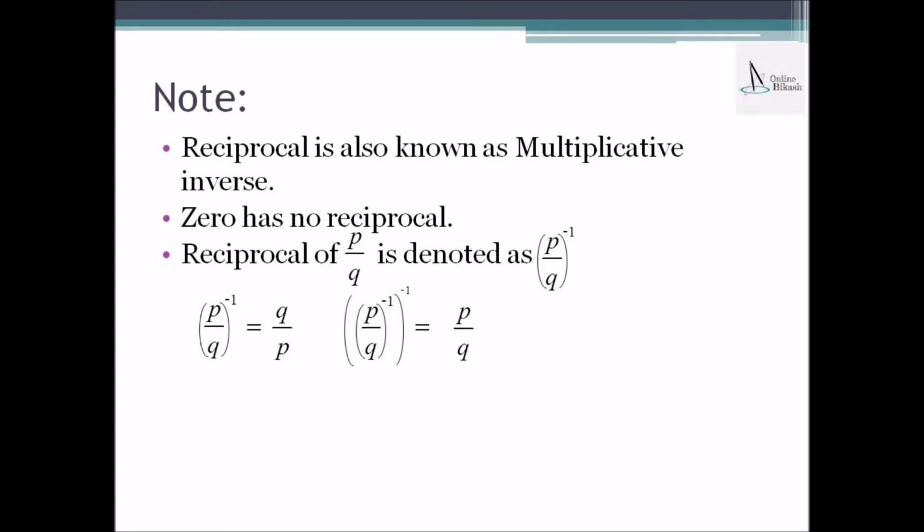Similarly, what will (p by q) inverse 1 and again inverse 1 be? It will be p by q. Why? Because p by q inverse 1 becomes q by p, and again inverse 1 means it will become p by q. So if x is a rational number, then x inverse 1, inverse 1 will be equal to x.